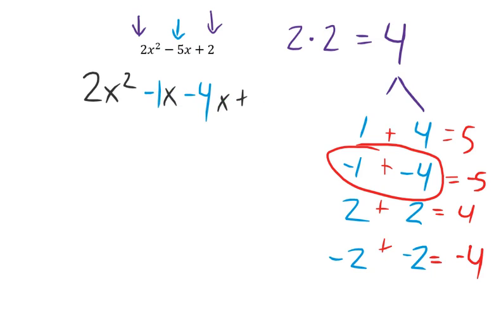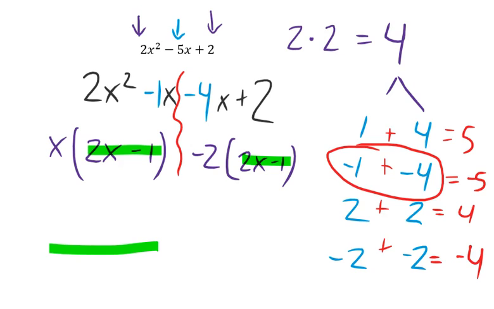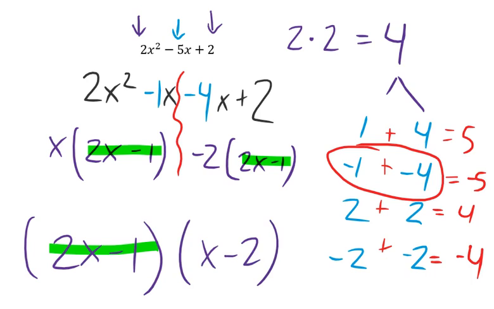Now that it's in those 2 pieces, I cut the problem in half, and I do factor by grouping. Out of the left side, I could take out an x and be left with 2x minus 1. Out of the right side, I could take out a negative 2, and I have 2x minus 1. The fact that this and this match is lovely. It means that I'm going to have 2x minus 1 times x minus 2. X minus 2 from here and here.